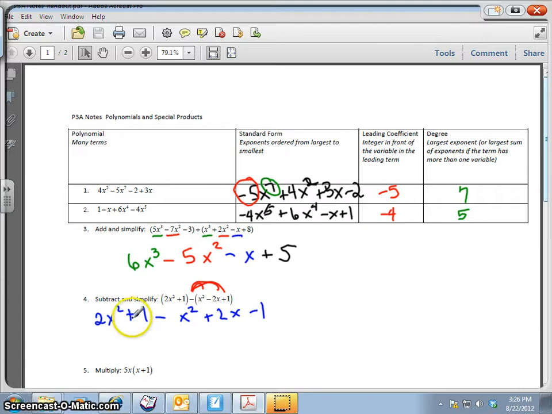Now we can combine our like terms. 2x squared minus 1x squared is 1x squared. Then there is a 2x. And then actually the 1 and the negative 1 equals 0. So the final answer is x squared plus 2x.